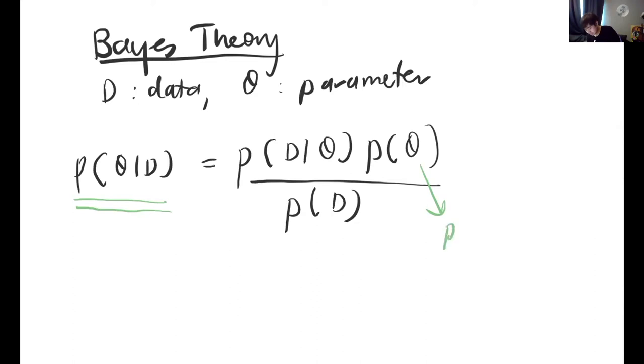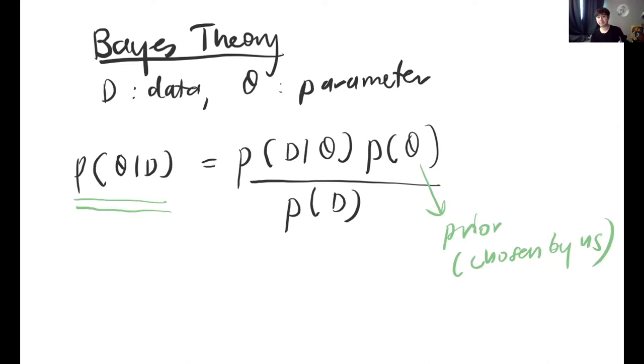Okay, so here we have the prior. The prior is something that we choose. So this is chosen by us. And this corresponds to the knowledge that we have of the parameters prior to the problem. That's why it's called a prior.